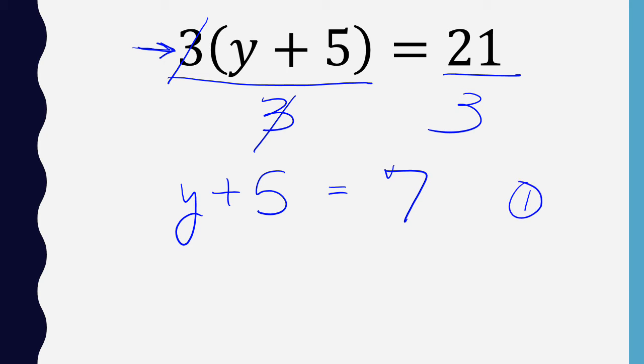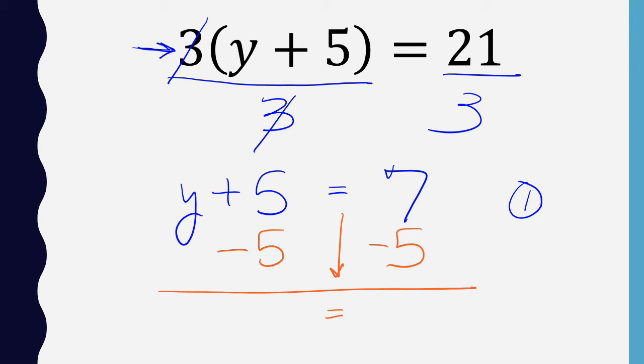So there's step number 1. And then step number 2, we need to subtract both sides by 5. That's right. And we're going to bring down our equal sign. We're left with y is equal to 7 minus 5, which is 2. So for these ones where you have multiplication on the outside, do that first, and then the second step will be much easier for you.